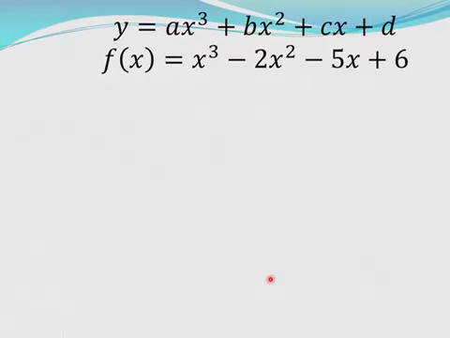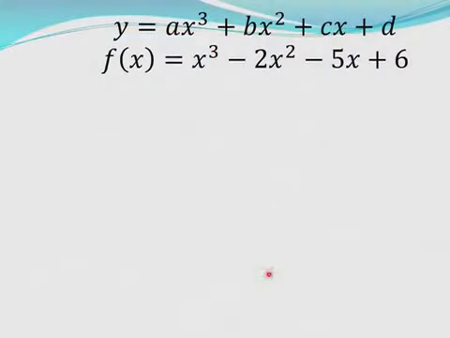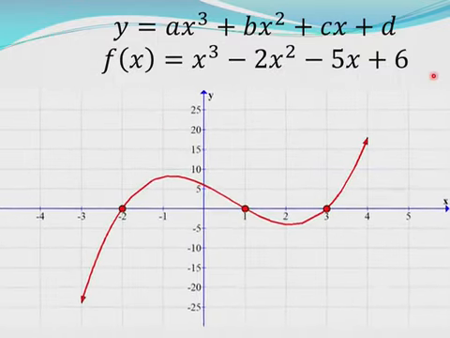Now that's what we know from grade 10 and into grade 11. What about grade 12? Now we have the cubic expression. As you can see on the monitor, y is equal to ax cubed plus bx squared plus cx plus d. An example of that is f of x is equal to x cubed minus 2x squared minus 5x plus 6. Now, what does that graph look like?